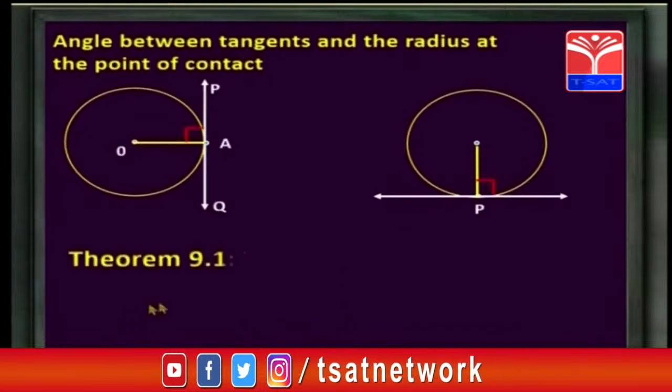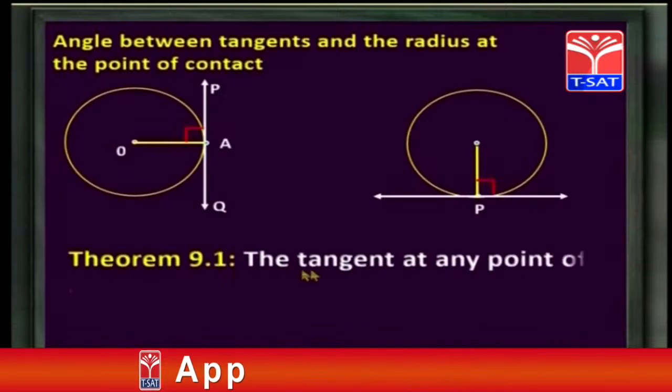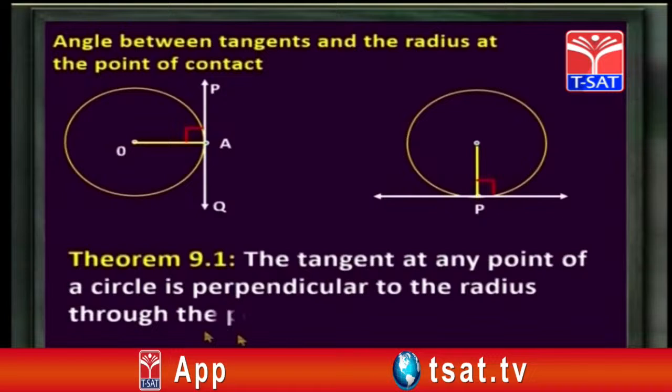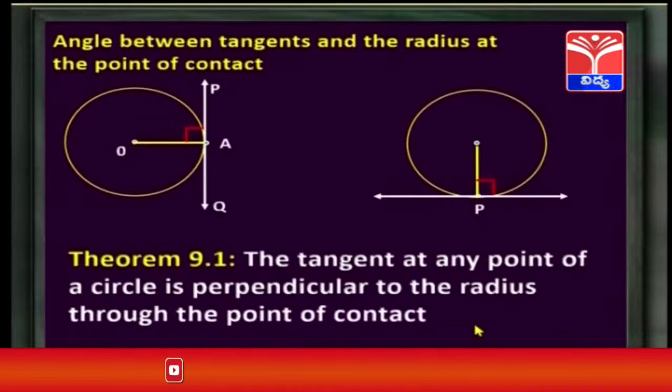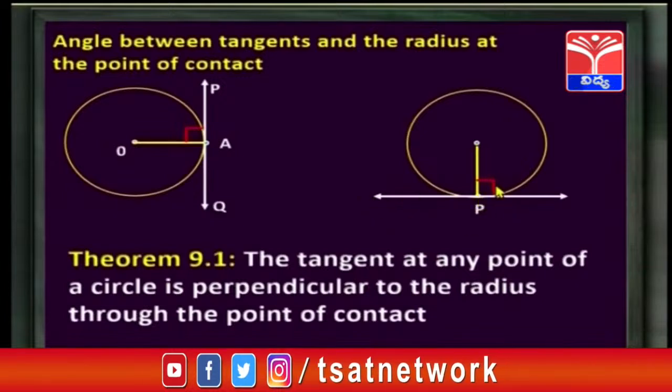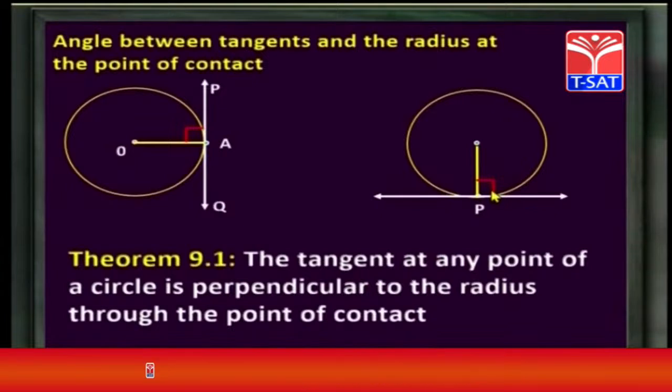So we can say from Theorem 9.1, the tangent at any point of the circle is perpendicular to the radius through the point of contact. So wherever the tangent and the radius meet at the point of contact, always the angle is 90 degrees.